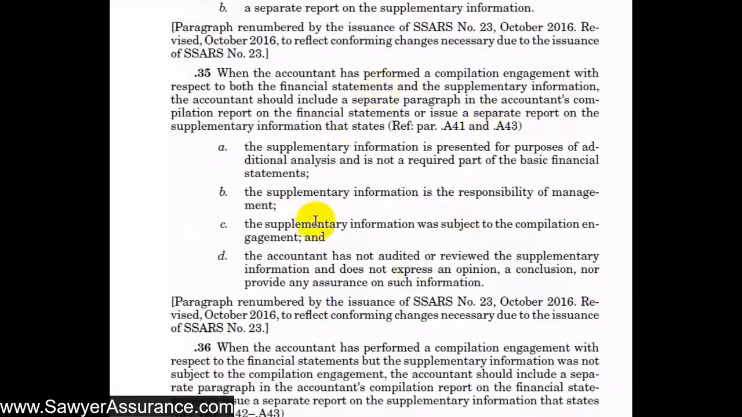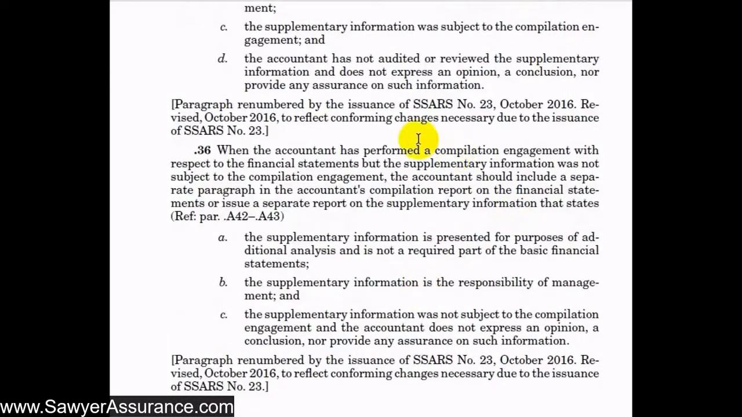And so this paragraph was under the assumption that the supplementary information was included in our compilation procedures. But if it turns out that the supplementary information was not included in our compilation procedures, we would include these statements in a separate paragraph or a separate report. And so when we performed a compilation engagement with respect to the financial statements, but the supplementary information was not subject to the compilation engagement, then we should include a separate paragraph in the accountant's compilation report on the financial statements, or issue a separate report that states the supplementary information is presented for purposes of additional analysis and is not a required part of the basic financial statements. The supplementary information is the responsibility of management, and the supplementary information was not subject to the compilation engagement, and the accountant does not express an opinion, conclusion, nor provide any assurance on such information.